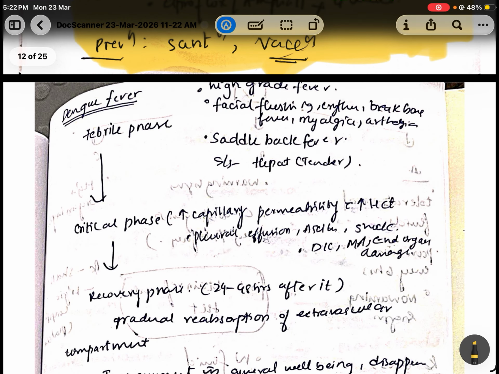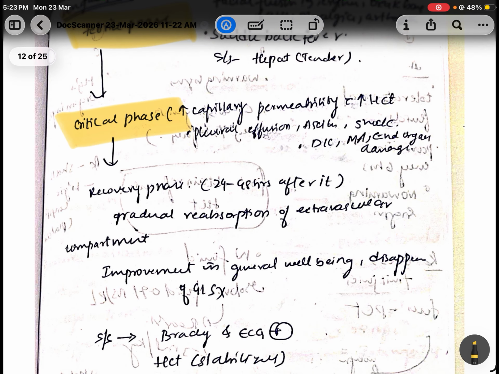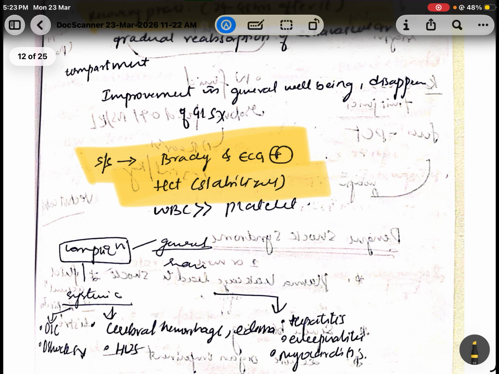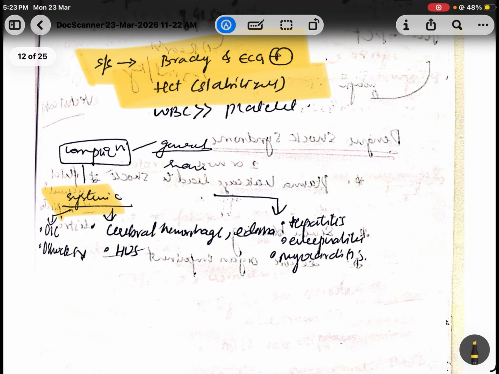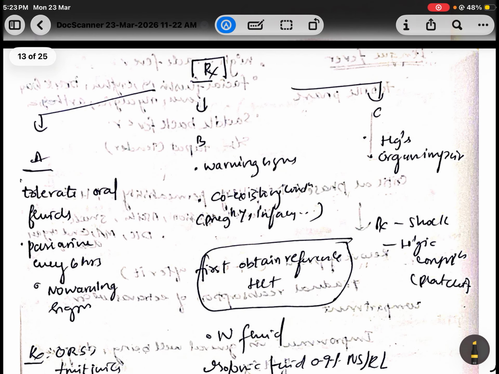Okay, and again, dengue fever. These are the phases which you need to remember: febrile, critical, and again, you can either go into improvement or you can die. So that is nothing but the recovery phase. Based on this, these are the signs and symptoms, and these are the complications. Again, general and systemic, and majority of the things are highlighted here. Even if you just go through these things, I think it should be enough.